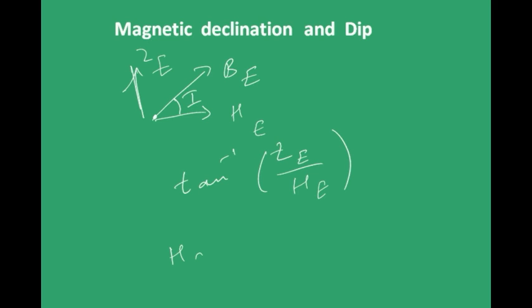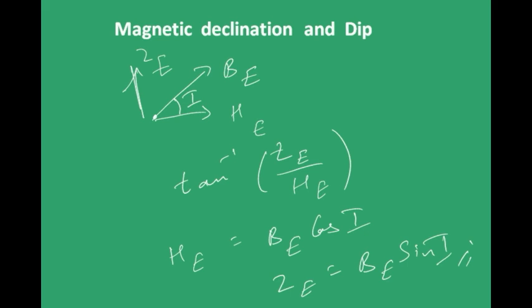So what can I write? I can write He as B cos I, where I is the dip, and I can also write Ze as B sin I. You got what is dip?